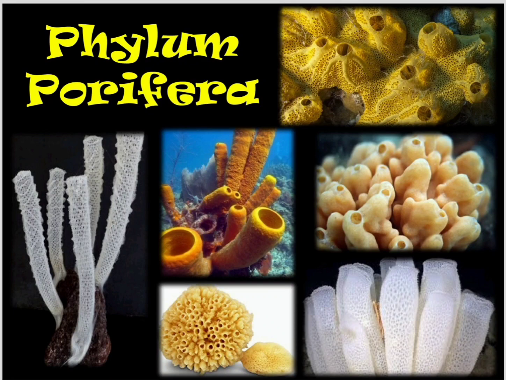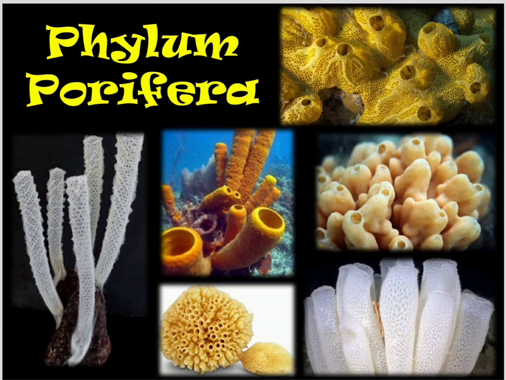These animals reproduce either by budding, which is an asexual method, or by a sexual method. Besides, they have a very good ability of regeneration. It means if a sponge is cut into pieces, each of those pieces will grow into a new organism. So they have a very good ability of regeneration.